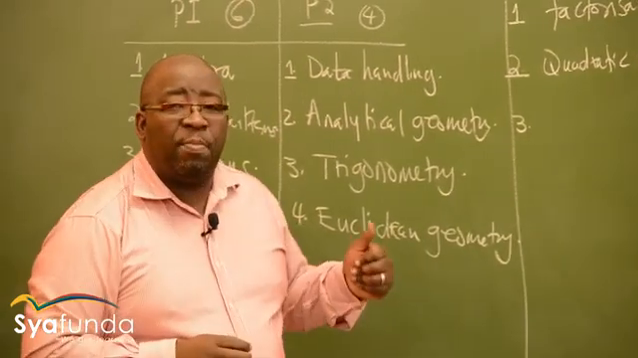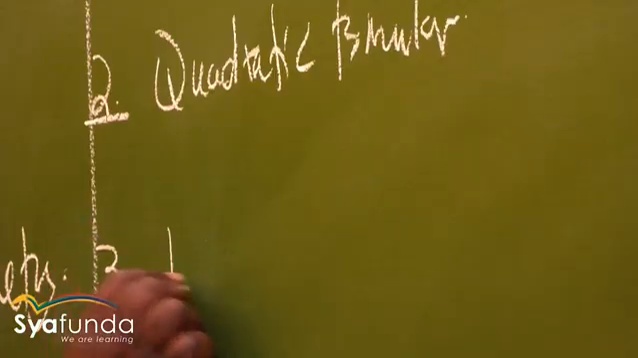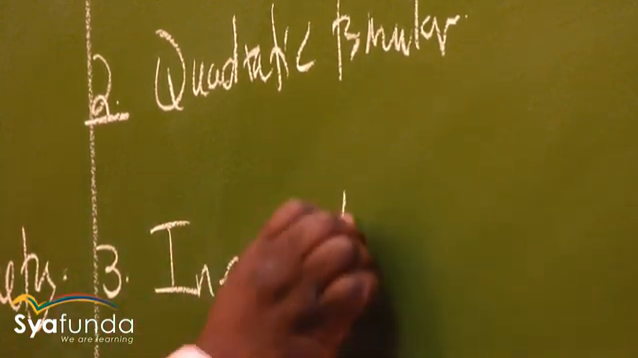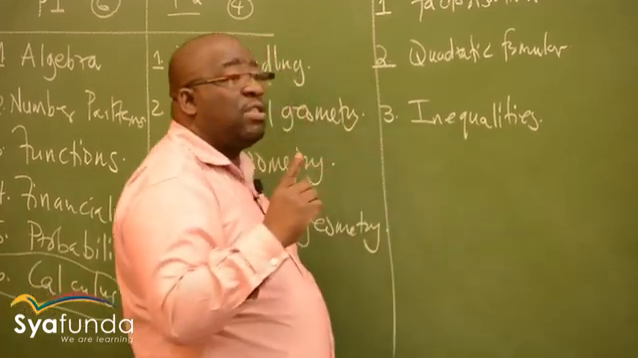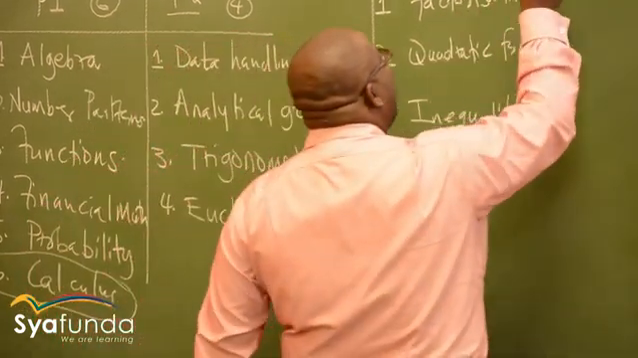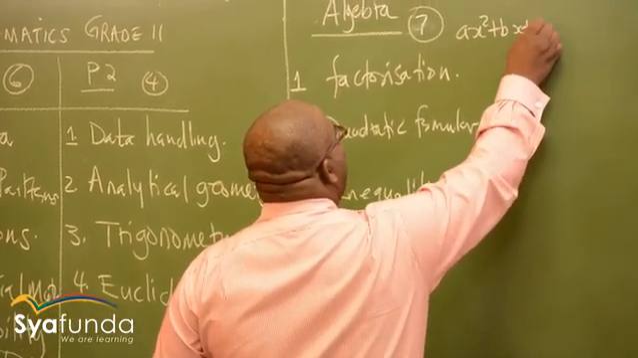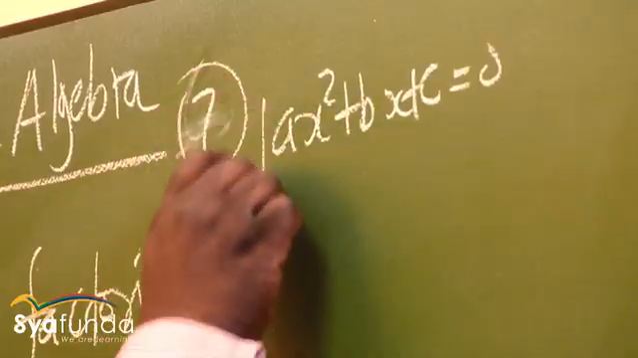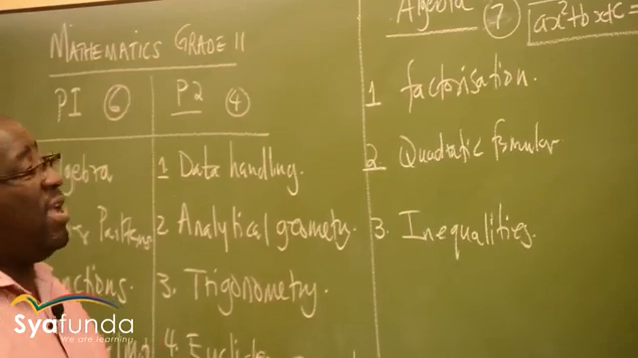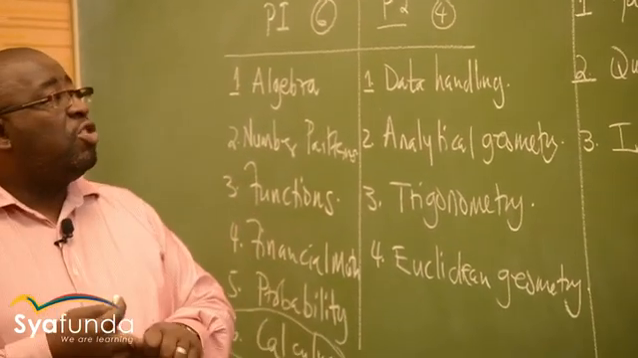Number 3. The third subtopic that I would want us to talk about is the topic called inequalities. I think it is important to note that in this subsection, algebra, we are trying to put everything in the form of ax squared plus bx plus c equal to 0. Then we factorize. So this becomes important. Remember, algebra, ax squared plus bx plus c. That's the standard form. It should be in that form.